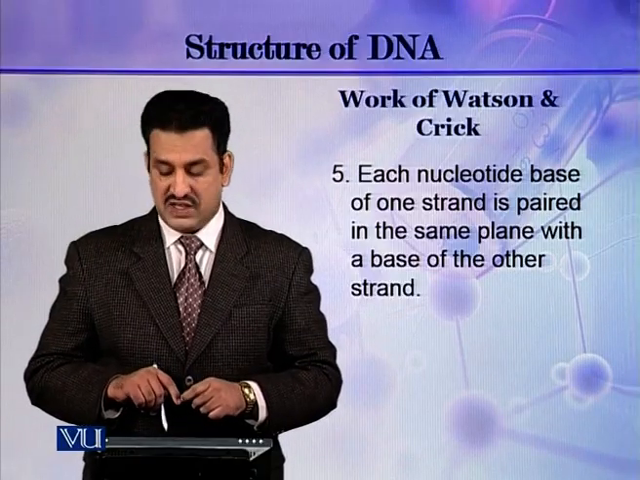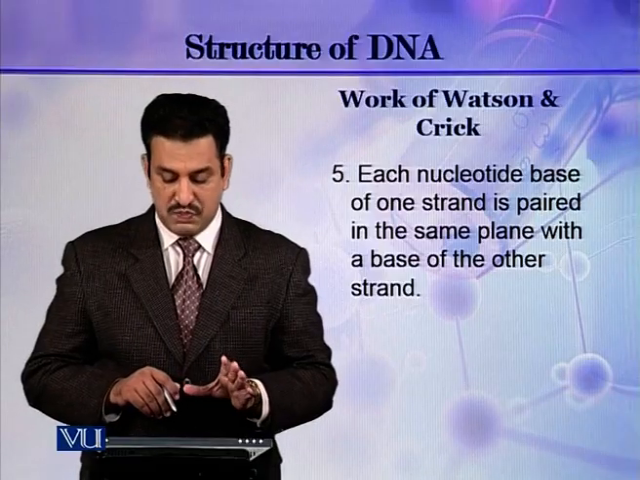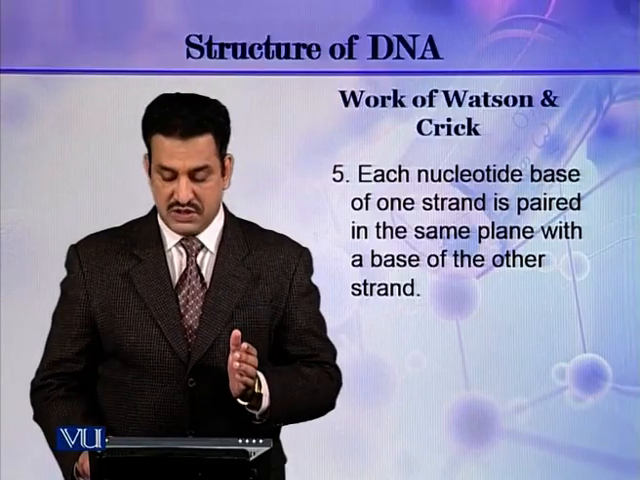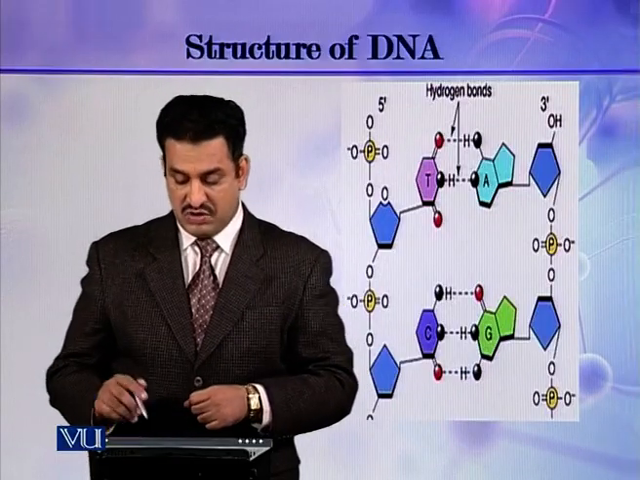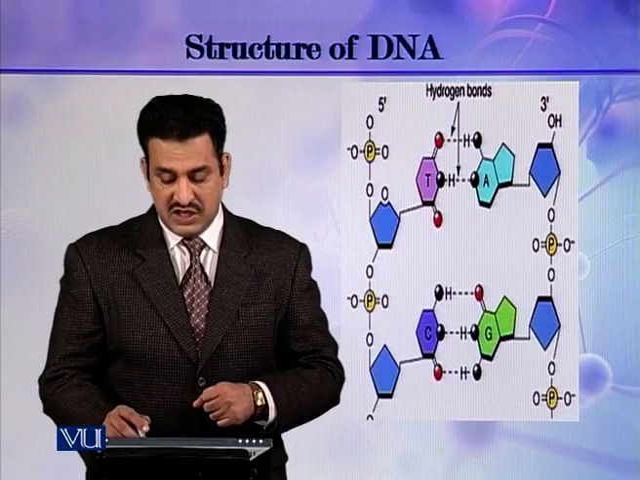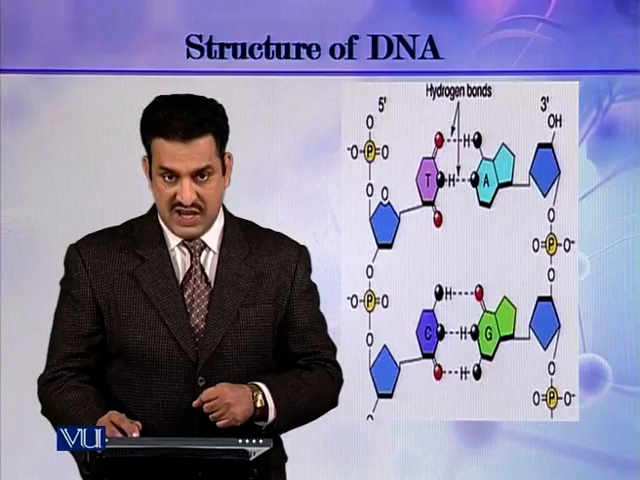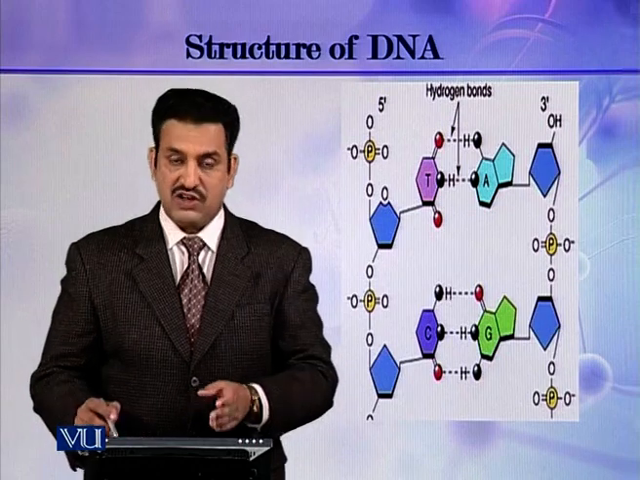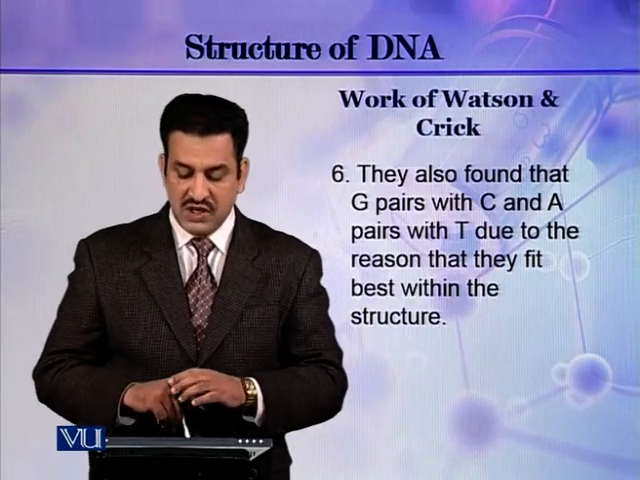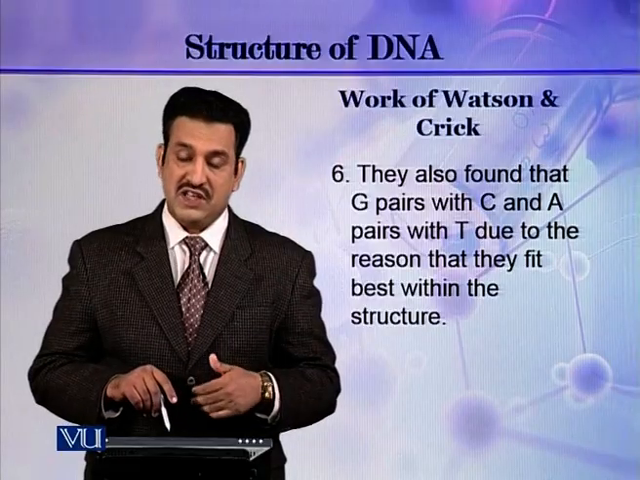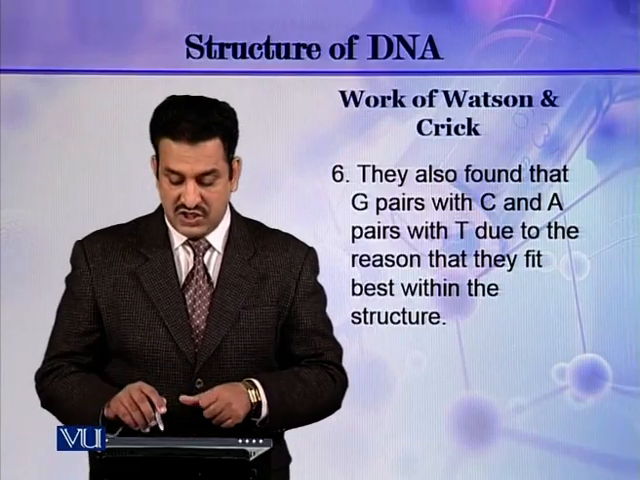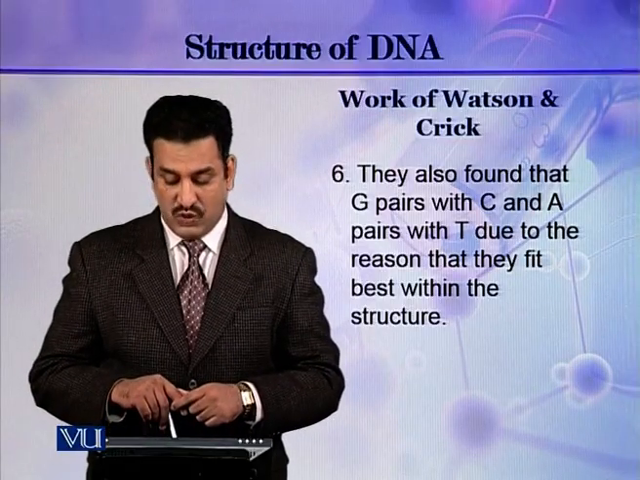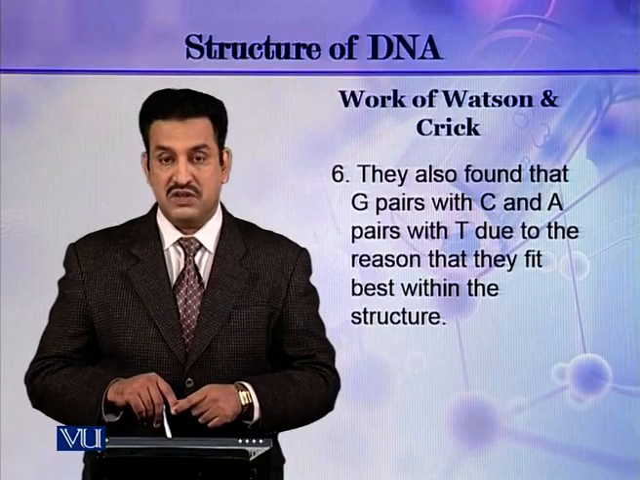Each nucleotide base of one strand is paired in the same plane with the base of the other strand. As you can see in this picture, T is attached with A, and similarly C is attached with G inside the helix. The next important point which they described is that G will always pair with C while A will always pair with T.